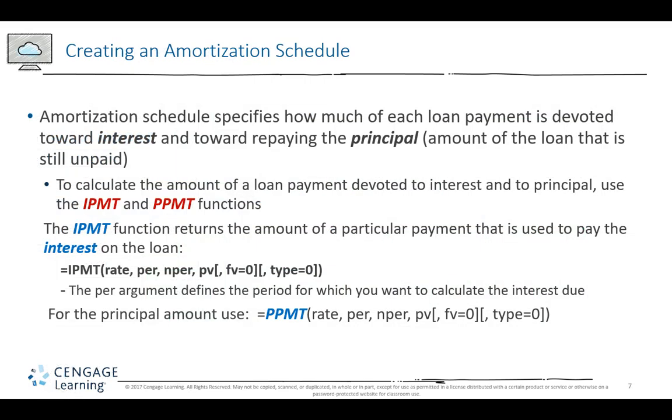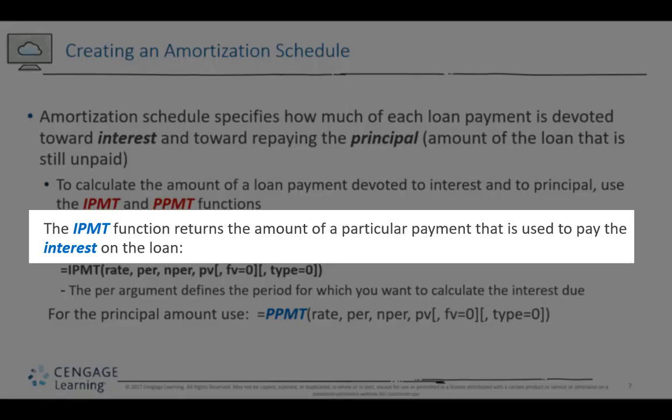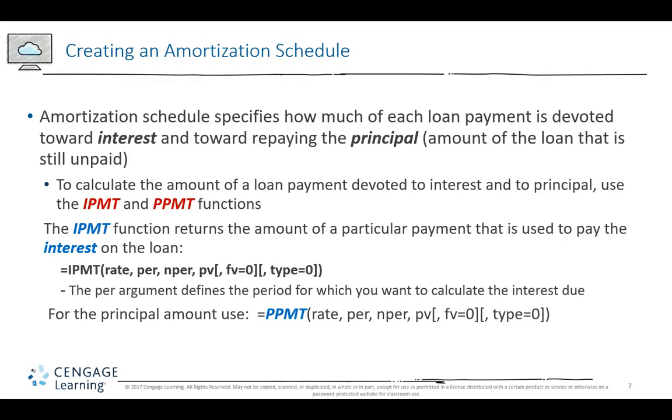Creating an amortization schedule. An amortization schedule specifies how much of each loan payment is devoted toward interest and toward repaying the principal. This is the amount of loan that is still unpaid. To calculate the amount of a loan payment devoted to interest and to principal, use the IPMT and the PPMT functions. The IPMT function returns the amount of a particular payment that is used to pay the interest on the loan. Here is the function, the arguments you will need.